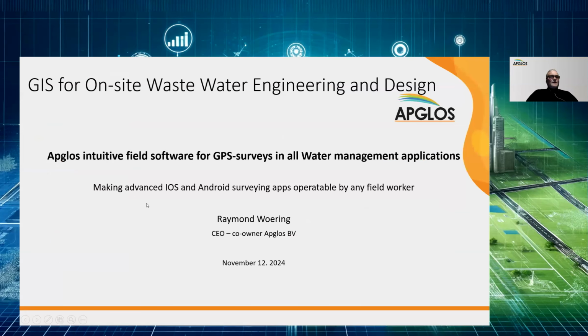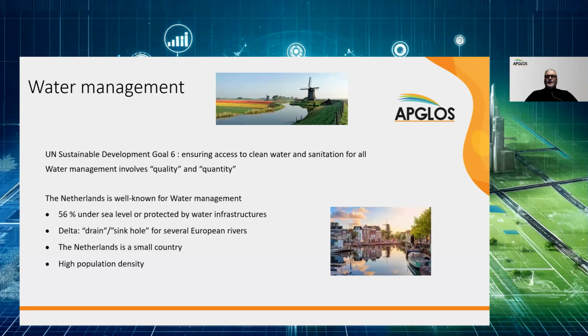So again, everybody, welcome to the webinar, GIS for on-site wastewater engineering and design. My name is Ray Woering. It says Raymond actually, but well, Ray is easier. I'm the CEO and co-owner of APGLOS BV, and APGLOS stands for Advanced Positioning Global Software. We have intuitive field software for GPS surveys in all water management applications. And we wanted to make advanced iOS and Android surveying apps, and we made them operable by any field worker. So let's go to the next slide.